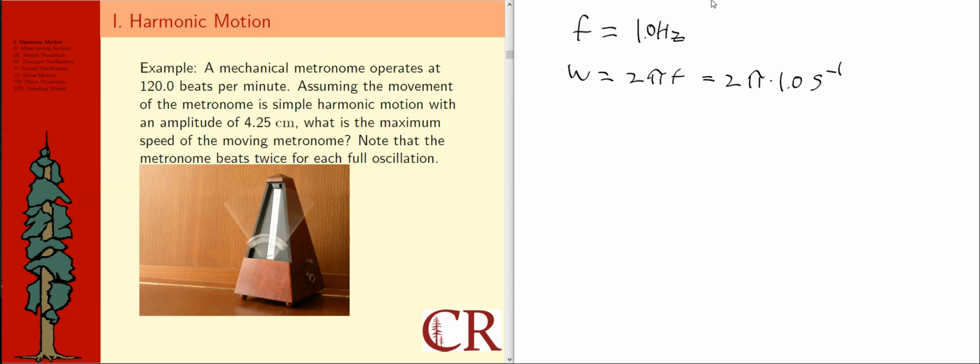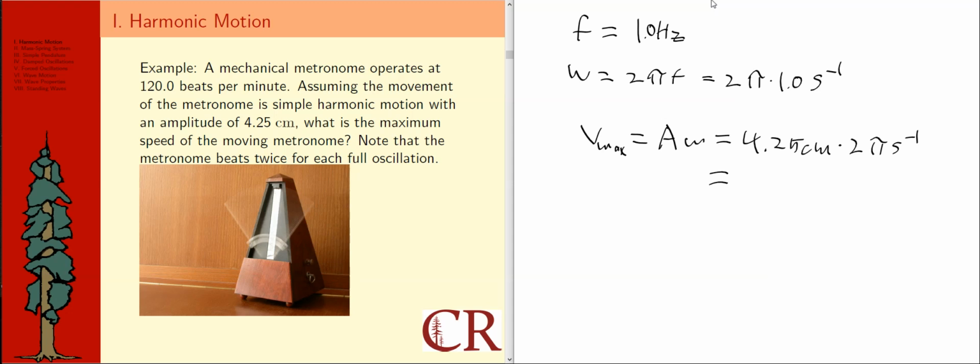The formula we'd like to use for maximum speed in an oscillation is the one we just derived, which was amplitude times angular frequency. So the fact that I now have this angular frequency and the amplitude is given as 4.25 centimeters allows me to calculate 4.25 centimeters multiplied by 2 pi inverse seconds.